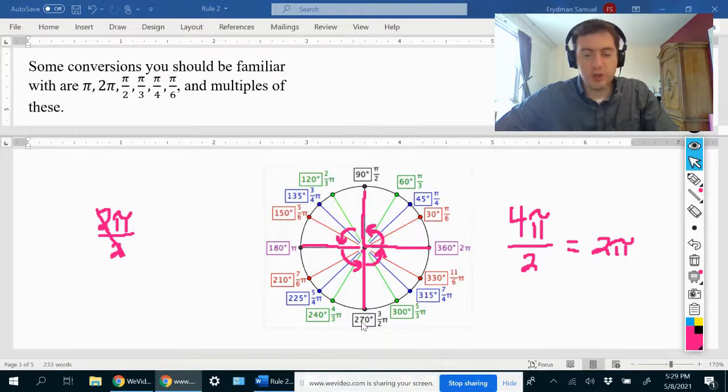From this 270 degrees, or 3 pi over 2 radians, if I add another pi over 2 radians, which is 90 degrees, then I would get 360 degrees.